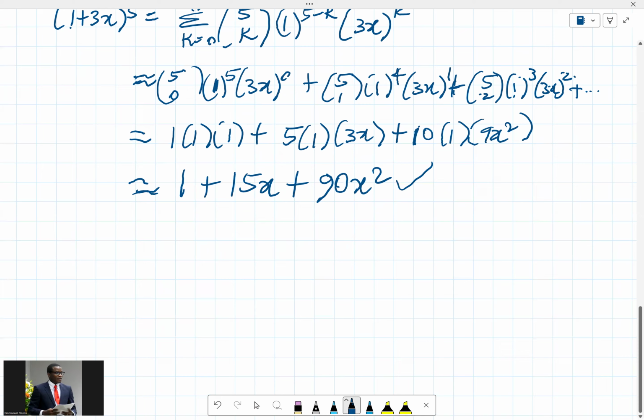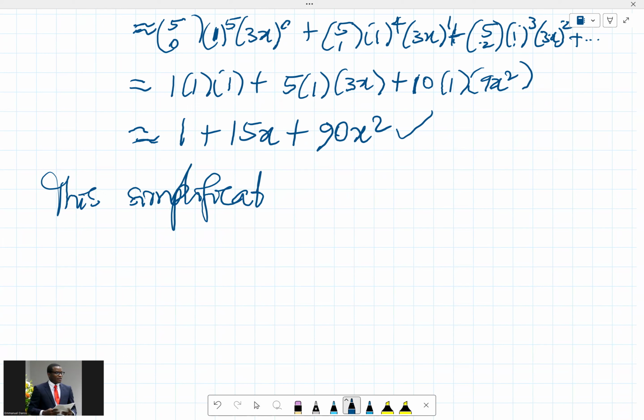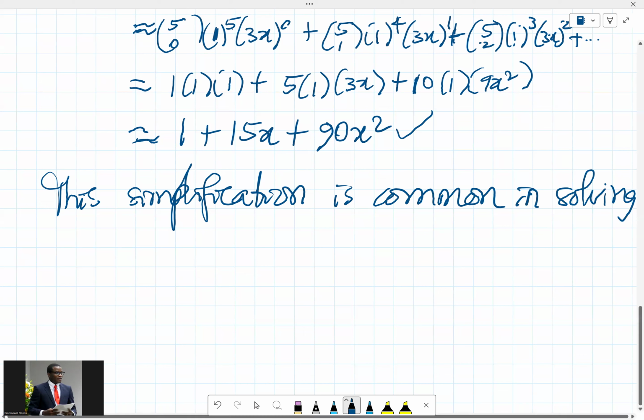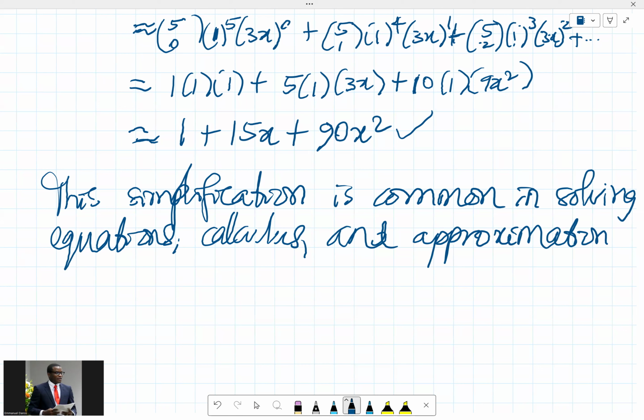So now we have what we need. So we can see that this simplification is common in solving equations. It's common in calculus also, and approximations in physics. In fact, we're going to see a physics approximation after this video, I believe. So you see that this can be quite helpful.